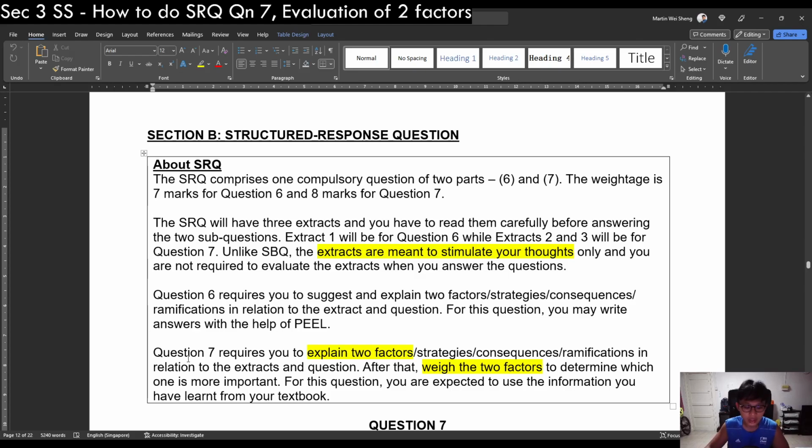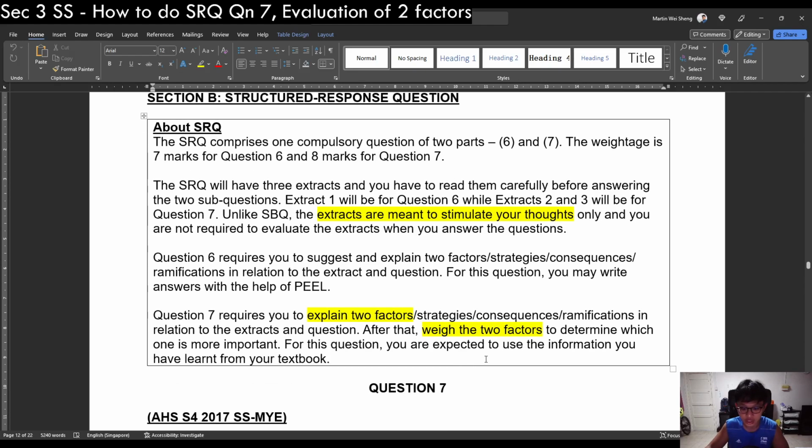Alright, so this question 7 actually requires you to explain two factors in relation to the issue that is given to you, and after you explain both the factors, you will need to weigh the factors. In other words, you will have to evaluate the factors against each other to decide which one of them is more important in contributing to the given issue.